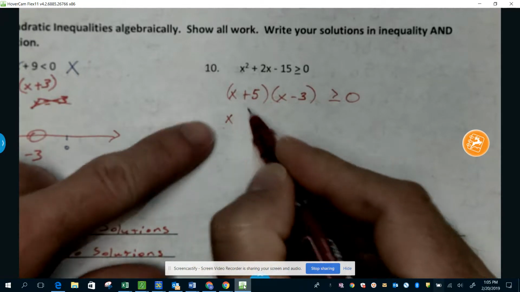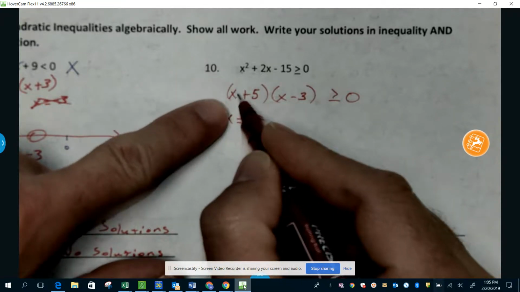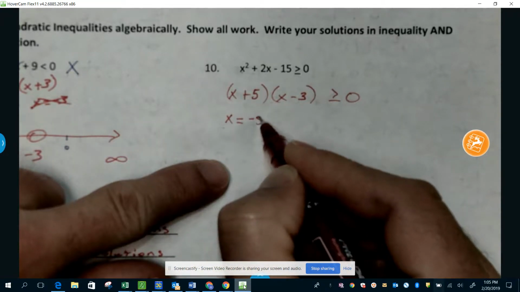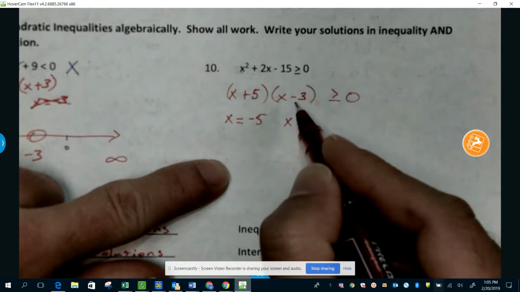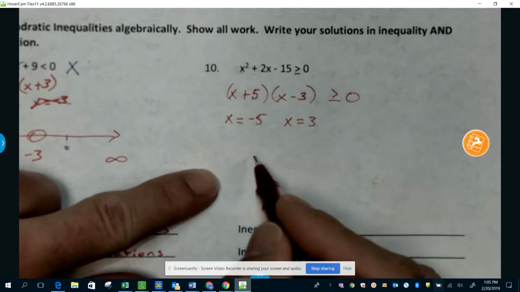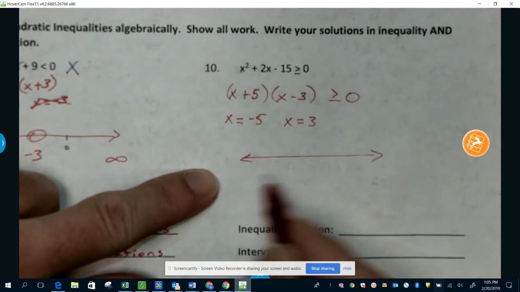Now you need to tell me what the x is equal to. So the x inside the first parenthesis is going to equal the opposite sign. It's going to equal negative 5. The x in the other parenthesis, again, opposite sign, is going to be positive 3. Those are the numbers that need to go on my number line.